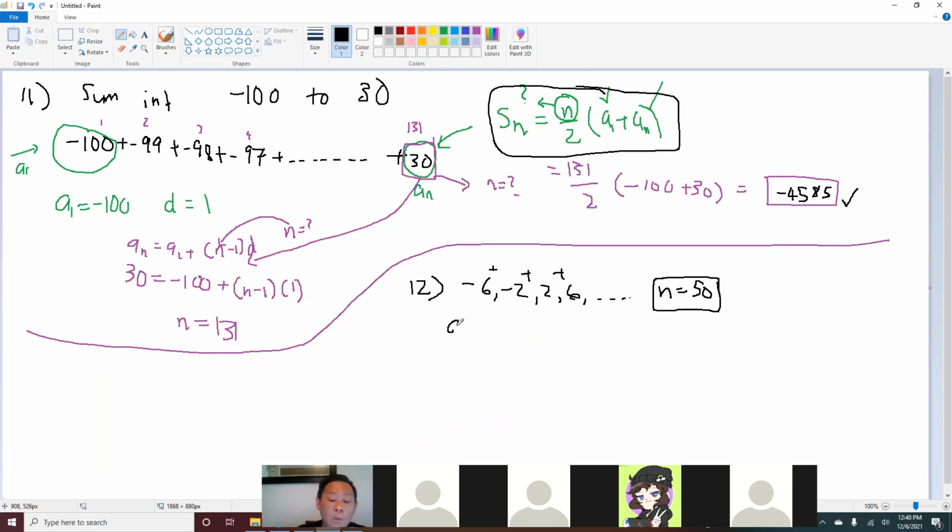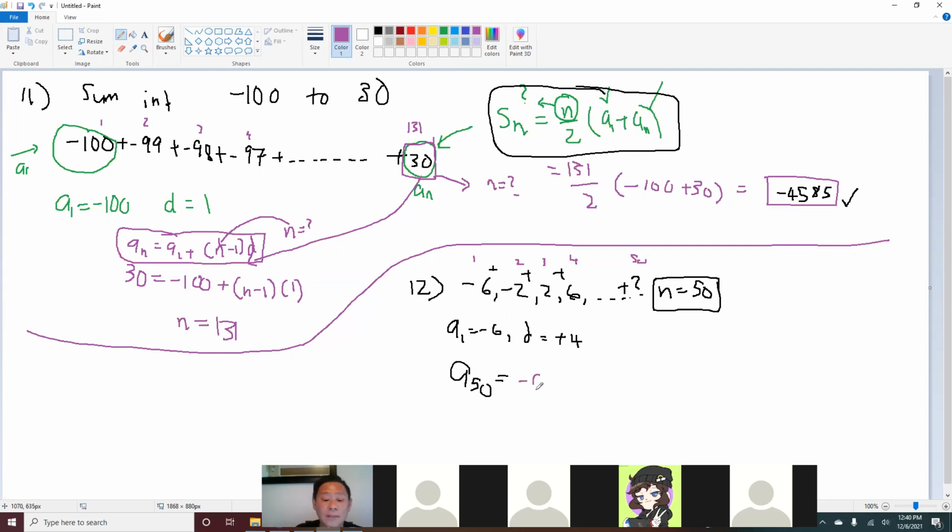Okay. And we know A1 in this case is -6. D in this case is +4 because we keep on adding 4 here. -2 + 4 is 2, 2 + 4 is 6. So now we need to figure out what is A50, because we need to figure out what is the last term we need to add, and that last term is the 50th term. Okay. So n is 1 here, n is 2, n is 3, n is 4, n is 50. So in this case, we will use this formula again to find what is the 50th term.